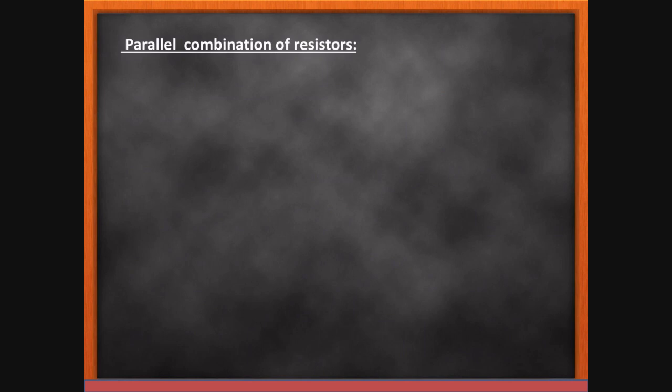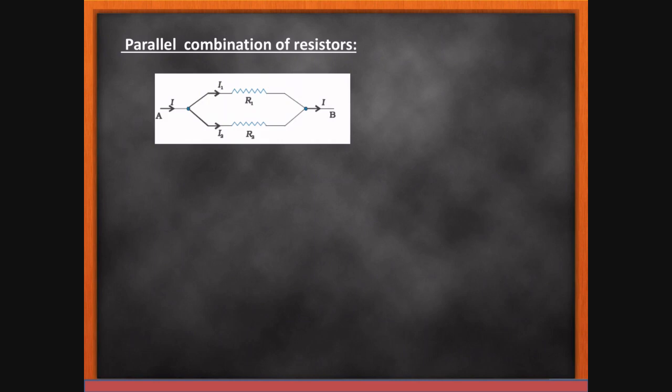Now resistance in parallel combination. Consider two resistances R1, R2 in parallel combination. Then current will divide, and current will pass as I1 through R1 and I2 through R2.